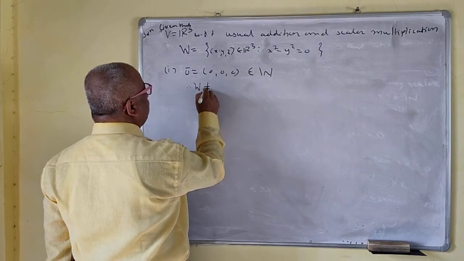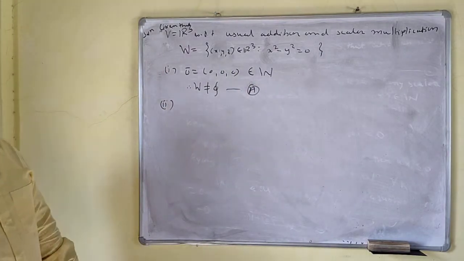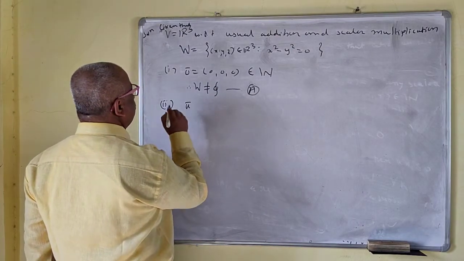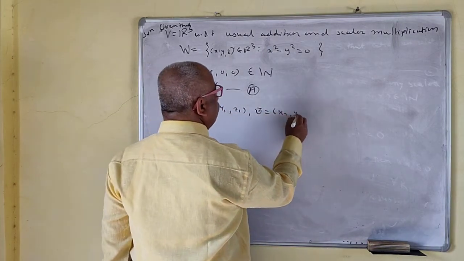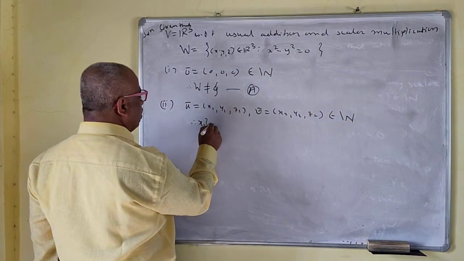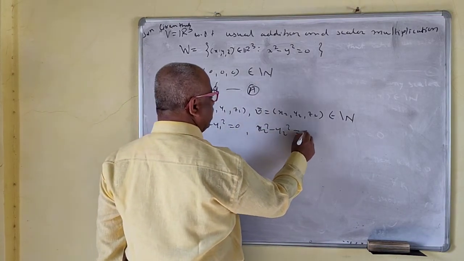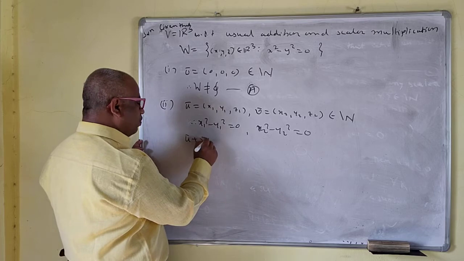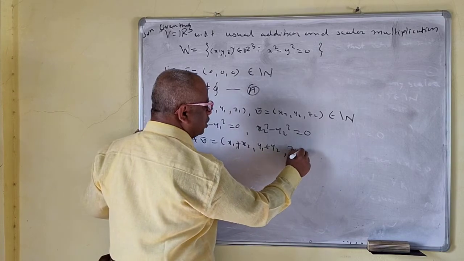Therefore W is not empty. We'll call this A now. So you have to prove that W is non-empty. Now we'll take two vectors belonging to W. u bar is equal to x1, y1, z1, and v bar is equal to x2, y2, z2, belonging to W. Therefore x1 square minus y1 square is equal to 0, and x2 square minus y2 square is equal to 0. So these two conditions we have. Now we will check u bar plus v bar, which is x1 plus x2, y1 plus y2, z1 plus z2.